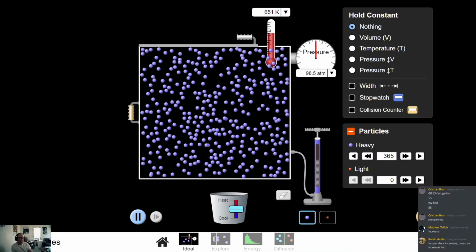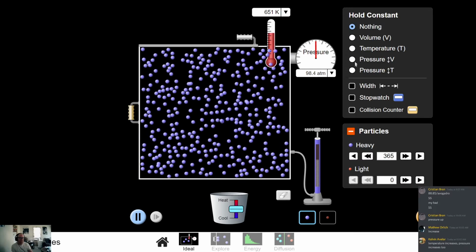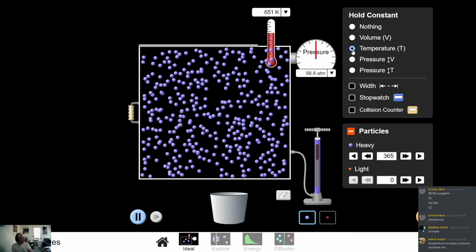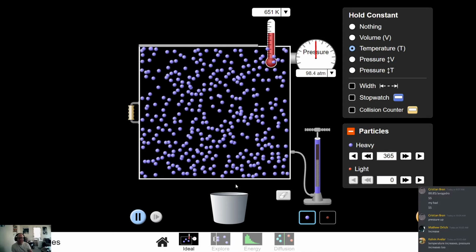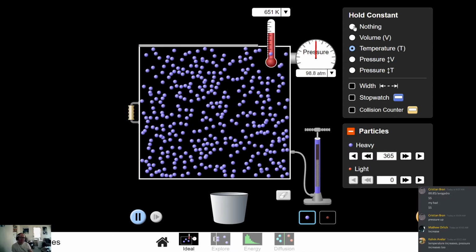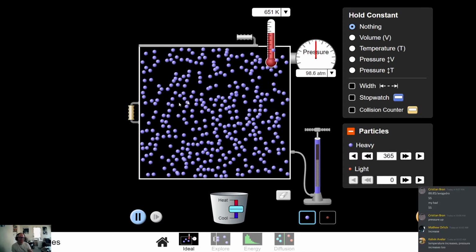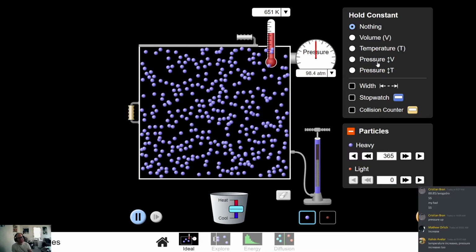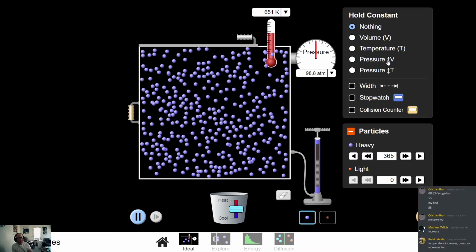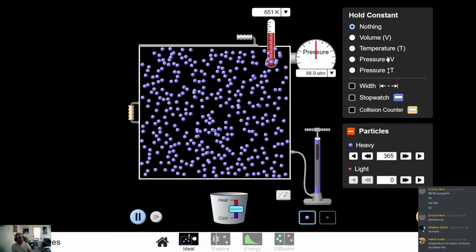I guess we could hold the temperature constant. How would you hold the temperature constant? Oh, but then I can't increase the temperature. That's not gonna help. I thought it would let me do that. It won't let me do that. Interesting. What does this mean? Volume, temperature, pressure with V with the arrows up and down. What does that mean?